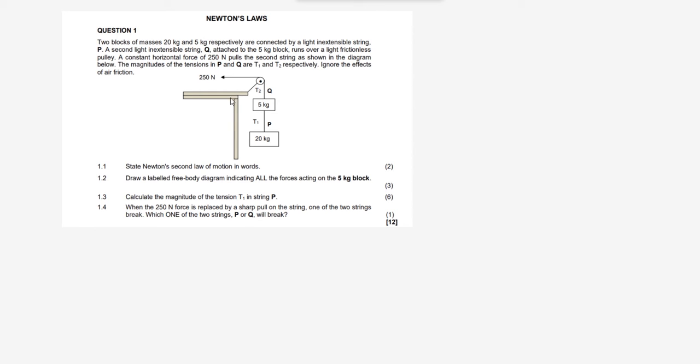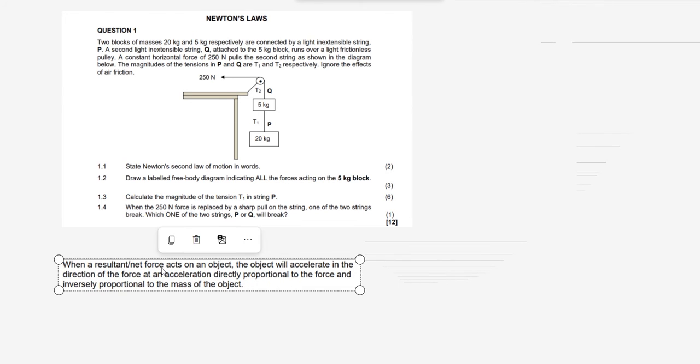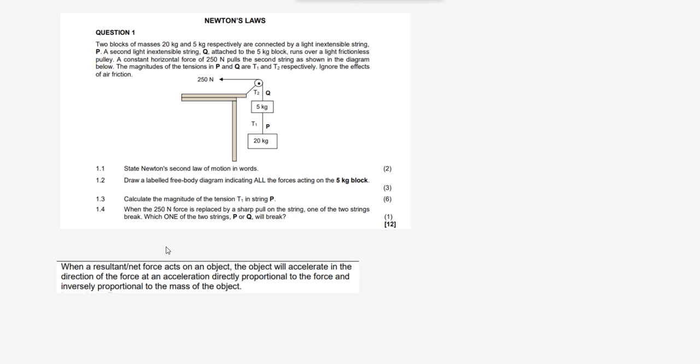So this is our diagram, and we have a force of 250 newtons, and this is our string T2, and this is T1, and this is block P and block Q. So the first question says state Newton's second law in words. This is our Newton's second law in words, and it says when a resultant or net force acts on an object, the object will accelerate in the direction of the force, at an acceleration directly proportional to the force and inversely proportional to the mass of the object.